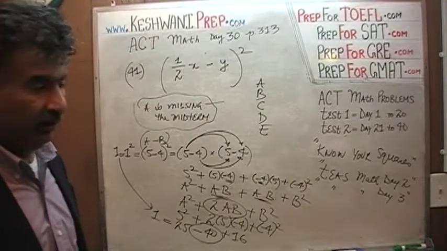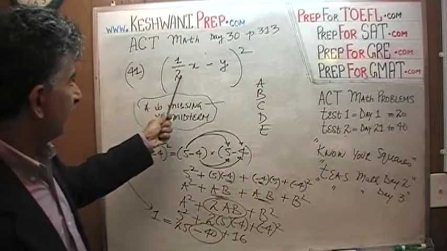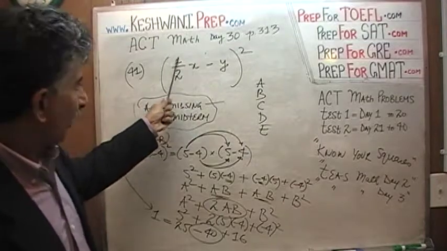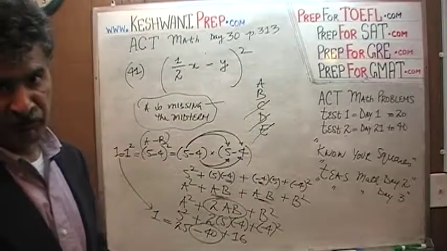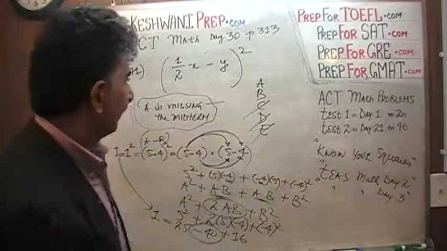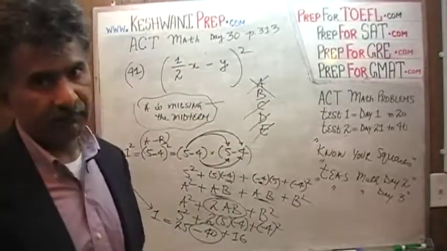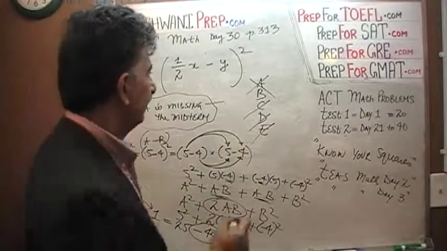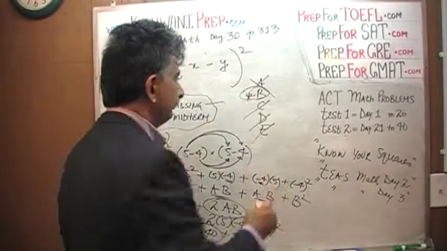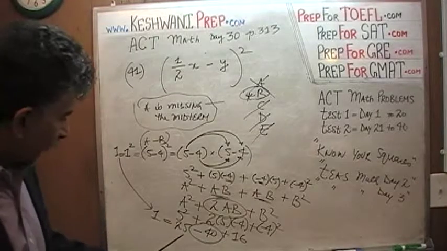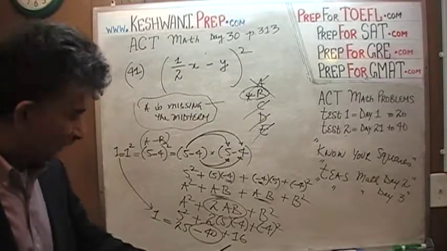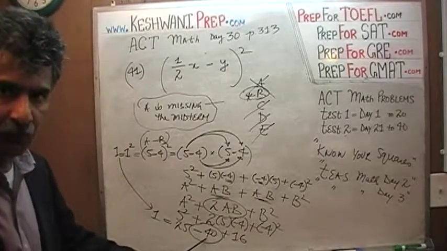Immediately we should say to ourselves that the correct answer, whatever it is, must contain 1/4 x squared. C, D, and E do not have 1/4 x squared. A doesn't have a midterm in it. A midterm is missing. The answer is B. That's it. That midterm was this negative 40. That was missing. What we had was 25 and a 16, but we didn't have negative 40.